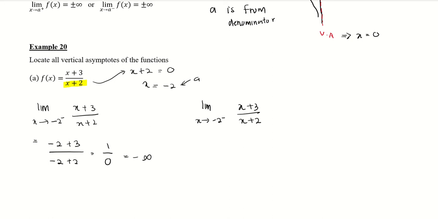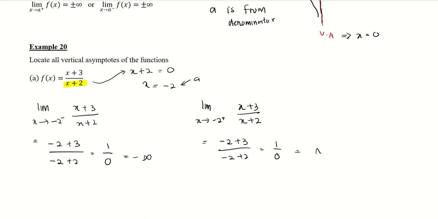But we don't bother about whether it is negative or positive. If we get infinity, that means this is the asymptote. Kita just nak tahu dia jadi infinity ataupun tak, itu je. The same for the limit as x approaches negative 2 from the right. If we substitute, we have negative 2 plus 3 over negative 2 plus 2. Also the same, we get 1 over 0.